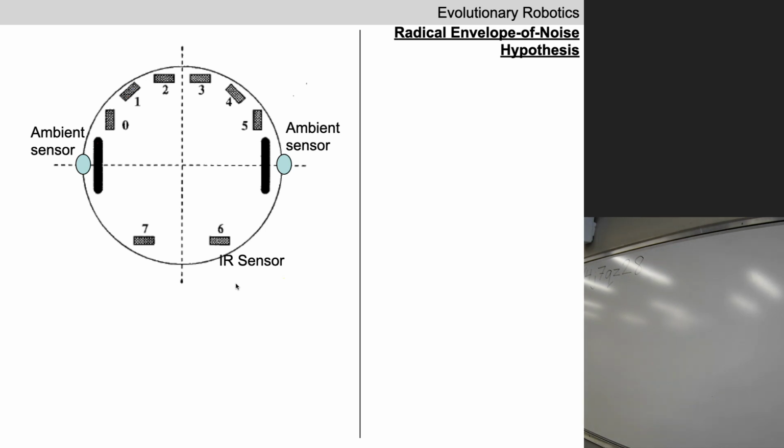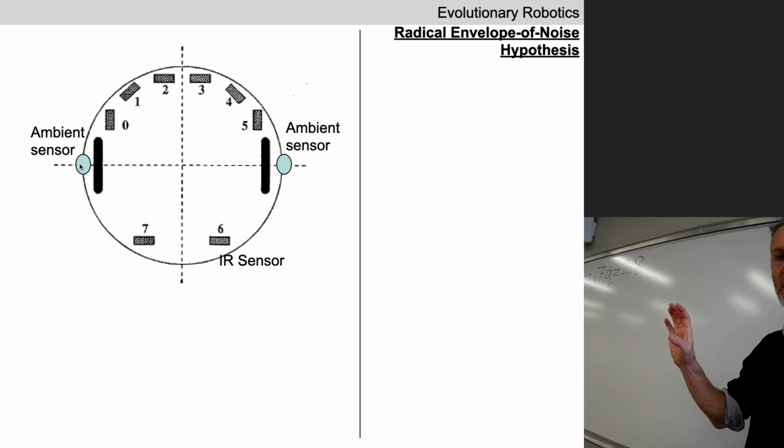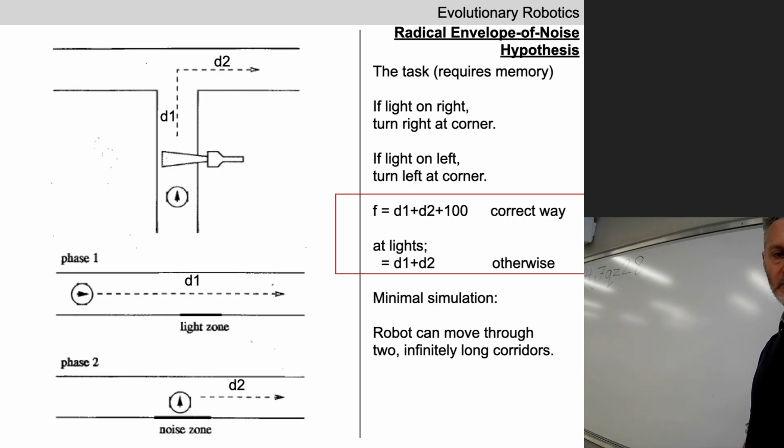Remember, infrared sensors send out a pulse of infrared light, and then they measure the amount of time it takes for that pulse to come back. And the longer it takes for that pulse to come back, the further that pulse must have traveled and then returned to the sensor. So we've got 8 distance sensors on board the Khepera, and we've got 2 ambient light sensors. So photosensors, one on the left, one on the right.